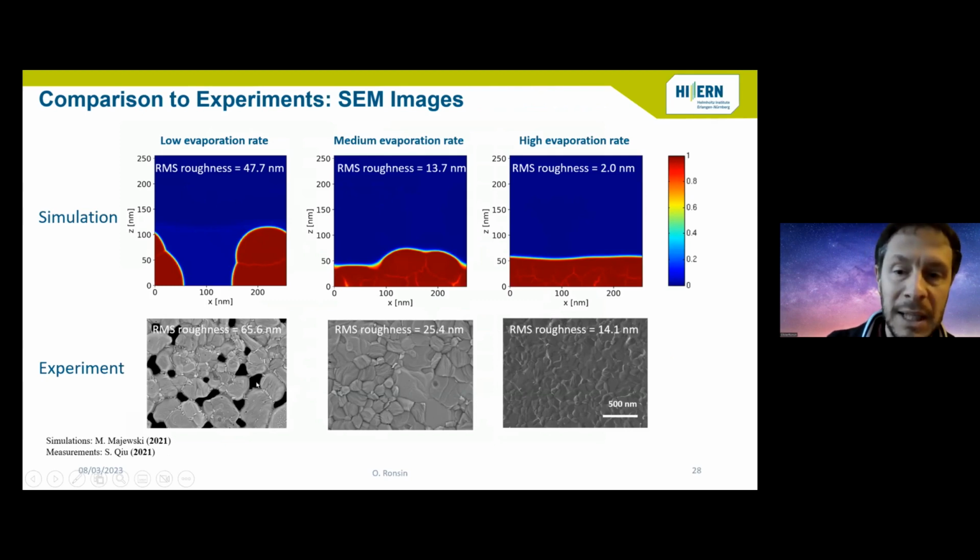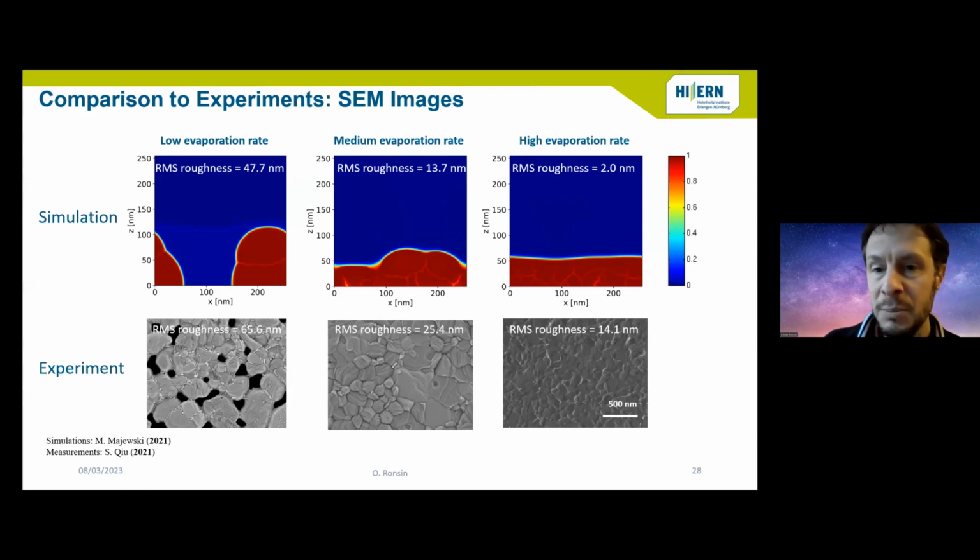And so what you can see, what you probably know, is that the faster you dry, the smoother the films are, the smaller the crystallites, and the fewer pinholes you have. And this is nicely recovered in the simulation. So here we have a general confirmation that evaporating fast is important when you have fast nucleation and growth.